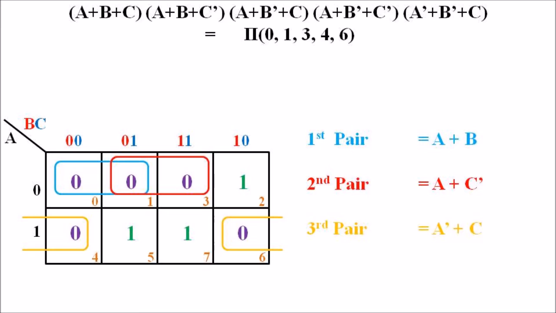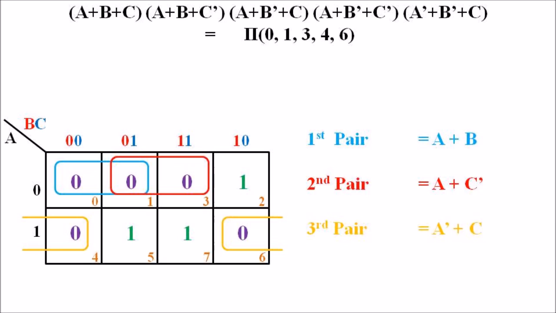Similarly, the third pair lies in row number 2, in column 1 and column number 4. Since the value of A is unchanged with A equal to 1, we consider A complement in the final reduction. If we consider column 1 and column 4, the value of B is 0 in the first column and the value of B is 1 in the last column. Thus we can ignore the value of B since it is changing, and the value of C remains 0 in both these columns, so we consider C in the final reduced pair. Thus the reduction of the third pair will be A complement plus C.